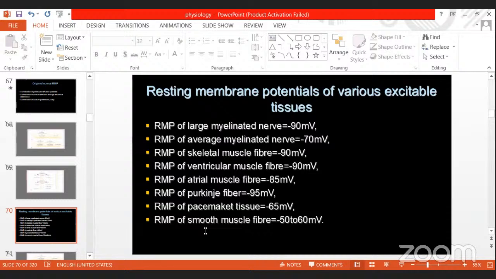And the smooth muscle fiber varies from minus 50 to 60 millivolt. So the lowest resting membrane potentials are in the smooth muscle. Pacemaker tissues are the AV node and all, and the smooth muscle.